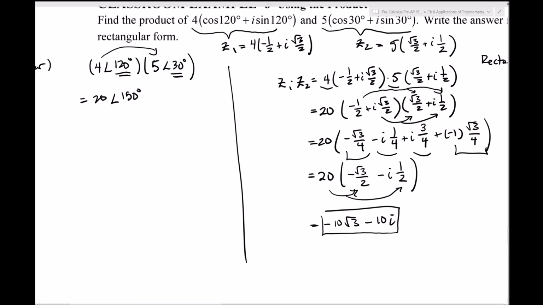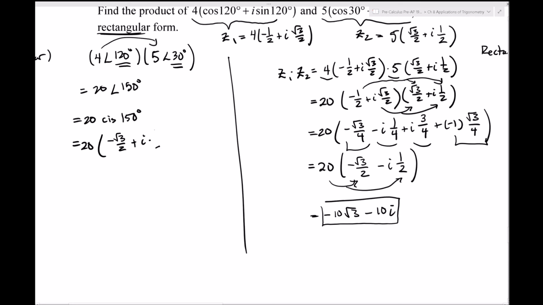But they don't want it in polar form. They want it in rectangular form. So then 20 CIS of 150. What's CIS of 150? Well, first C, cosine of 150. What's cosine of 150? So you look at the unit circle. Negative square root of 3 over 2. Plus sine of 150 times I. What's sine of 150? 1/2. So verify that on your unit circle. So then if I distribute, negative 10 square root of 3 plus 10i.